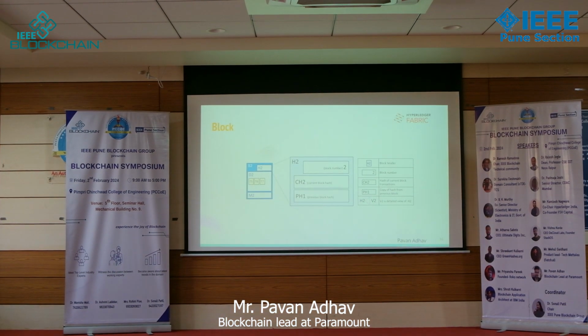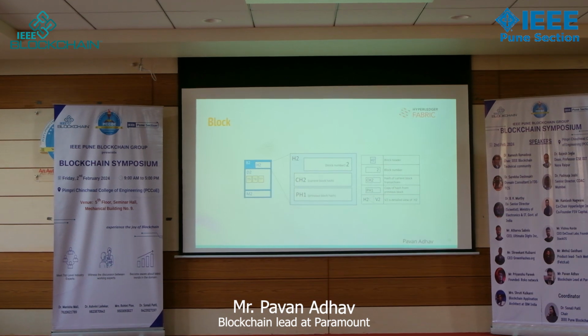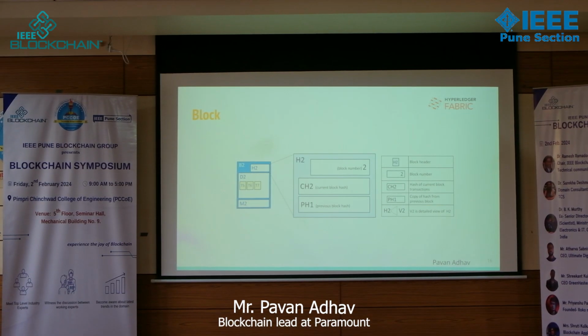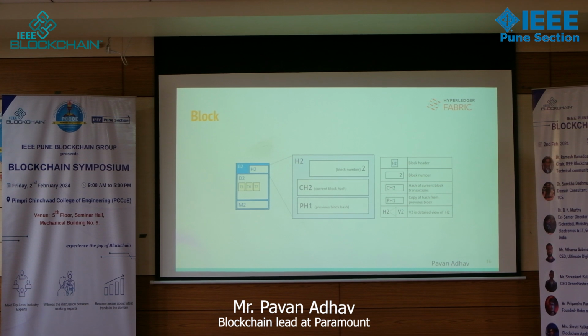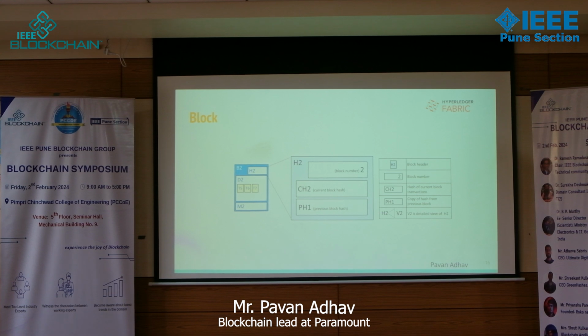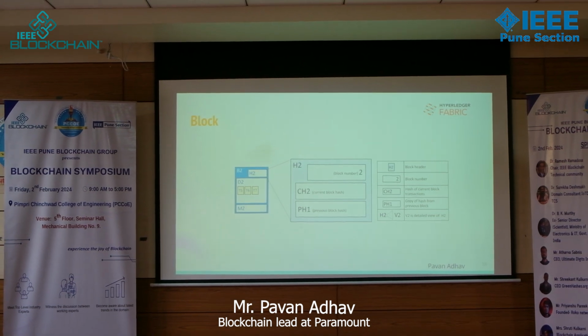Okay, we talked about the blockchain, right? Now let's consider one single block. It will have this information. H is the header, the different transactions are there, and metadata is also there. Inside the header there is again other information: current block hash, previous block hash, and the block number.